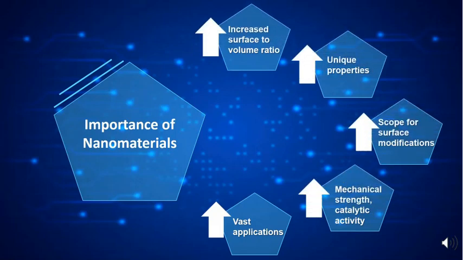Having said that, a question arises: why are these small sized particles of so much importance in the fields of research? The answer is that due to their very small size, there is an increase in the surface to volume ratio of nanoparticles. This results in very unique properties in these particles, which might include increased scope for surface modifications or enhanced mechanical strength or catalytic properties. So, all these modifications make nanoparticles of immense importance to be used in various fields of life.